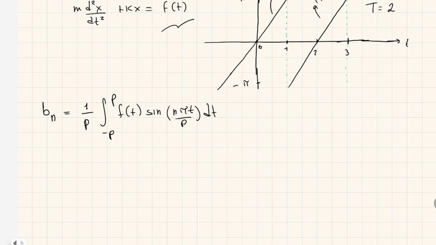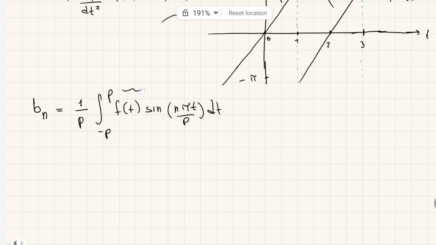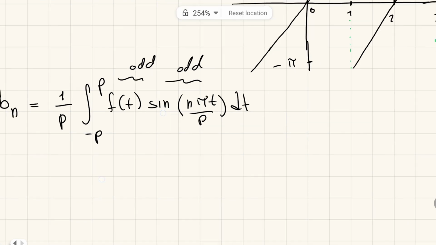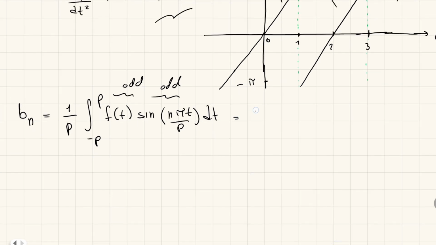Okay, so again, since this is an odd function and this is an odd function, the result is going to be the integral of an even function, and integrating on a symmetric interval, this is just going to be twice 1 over p times the integral from 0 to p of f of t times sine of n pi t over p, dt.